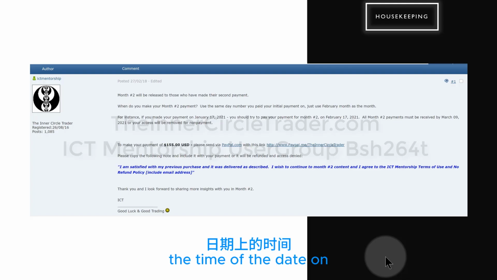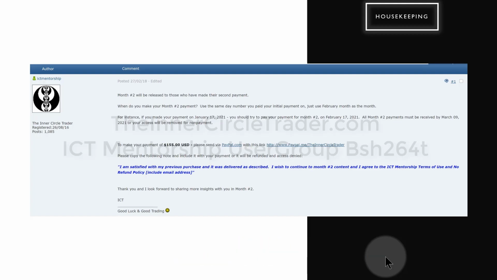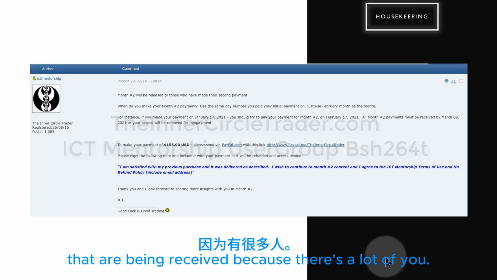Now, the time on the 27th is noon. So at that time, or after, if you've paid, you should see that update. Now, if you've paid after the 27th, it may take a day or two before your payment is reached in the queue of all the payments that are being received, because there's a lot of you.